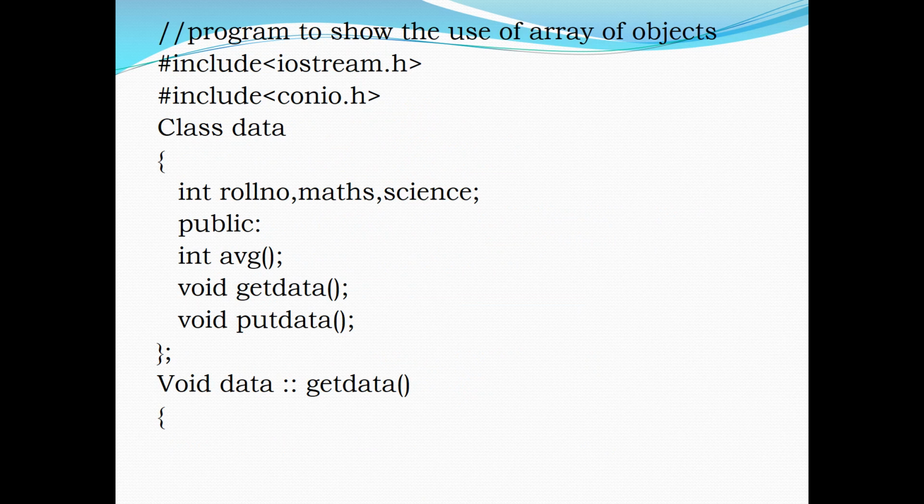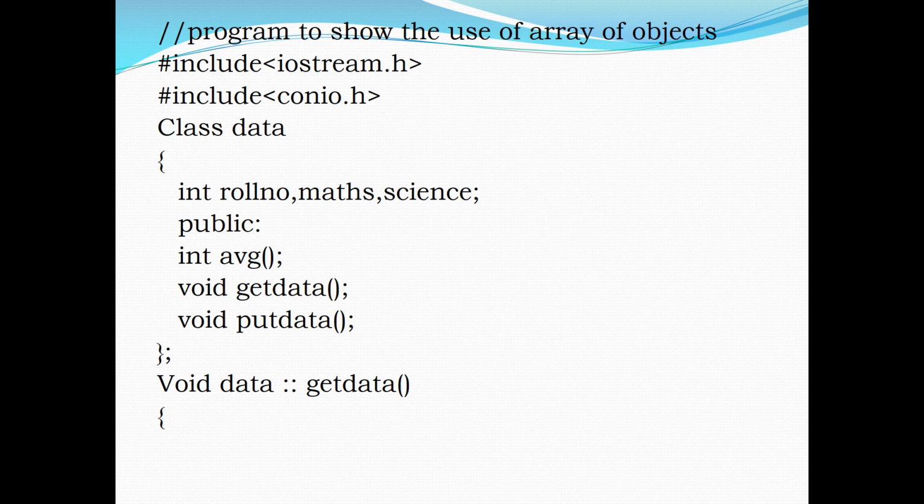In this program, we are going to get the data, that is, the roll number and the marks of 2 subjects, maths and science. After getting the roll number and the marks, I'm going to find the average of the given marks, and I'm going to display the average.